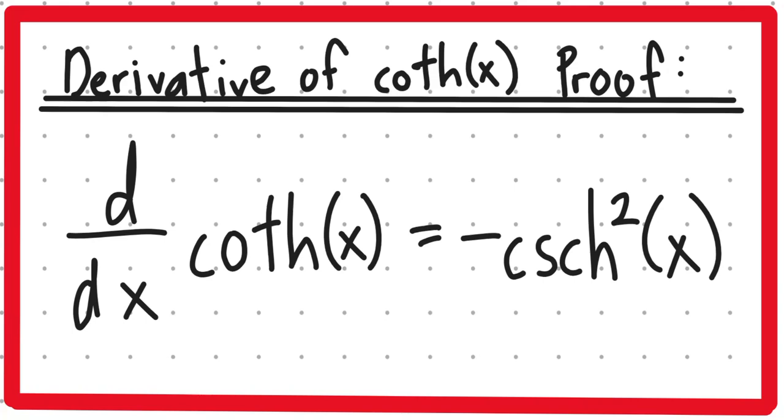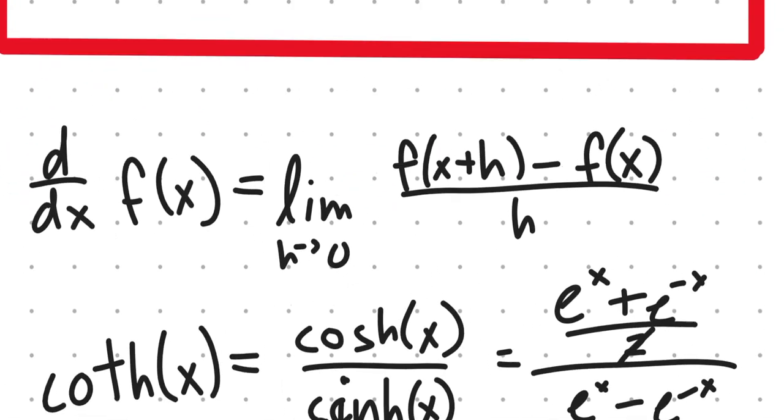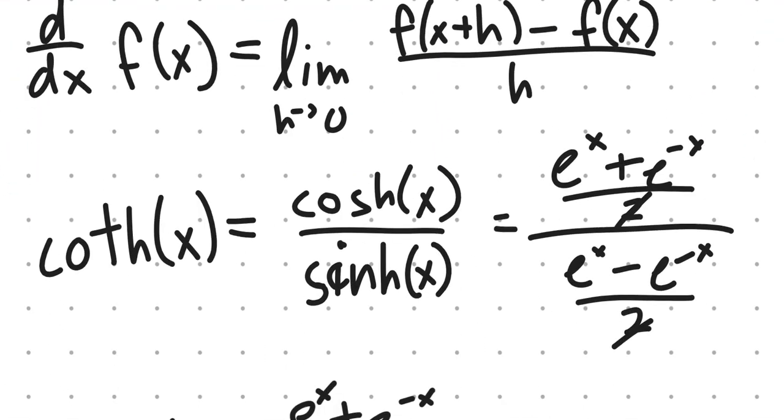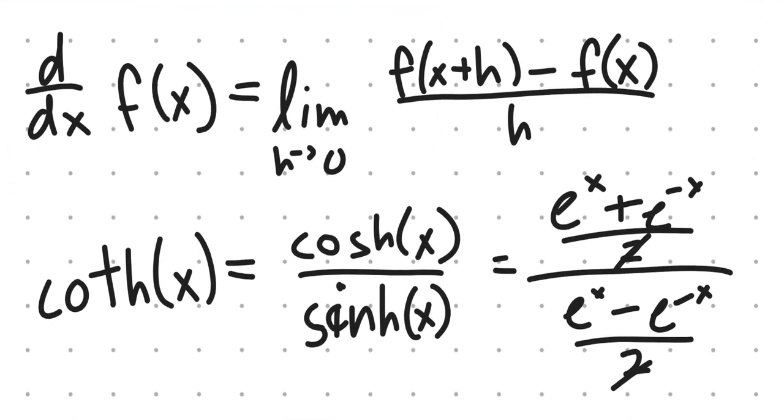In this video, we're going to prove the derivative of cotangent hyperbolic, which states that the derivative of this function is equal to the negative of cosecant hyperbolic squared of x. In order to prove this, we have to use the limit definition for the derivative: the derivative of a function is equal to the limit as h approaches 0 of f of x plus h minus f of x over h.